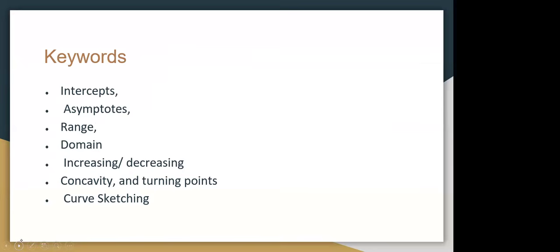And what are some of the key things that I want you to look out for? I want you to take note of these words. Words like intercepts, words like asymptotes, words like range, words like domain, words like increasing, decreasing, concavity, turning points. Yes, those are some of the words. So take note that even when you are making your personal research, these are the words you look out for to know the meaning. But also, when it comes to curve sketching, these are some of the words we are going to be looking at.